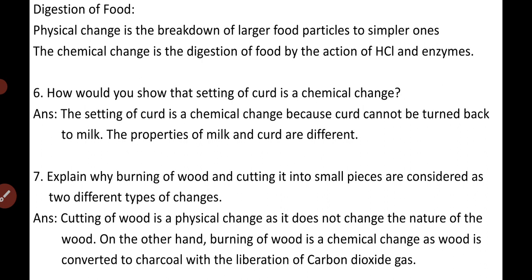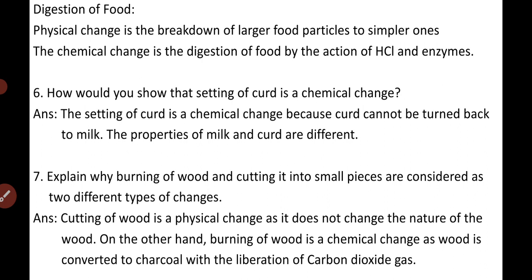Clear? Question number 7. Explain why burning of wood and cutting it into small pieces are considered as two different types of changes. Okay, so when wood is cut down into small pieces, then it is a physical change. Why? Because it does not change the nature of wood.